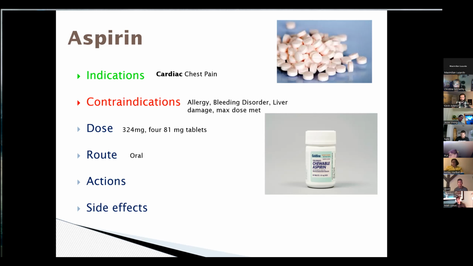Its route is oral, so that means this medication is chewed and swallowed. Unlike nitro, which dissolves under the tongue, this needs to get into their stomach and break down that way.